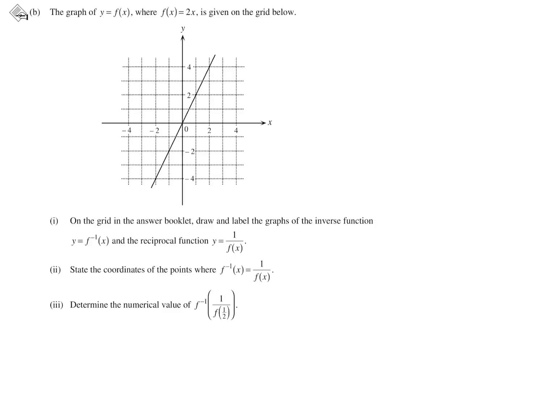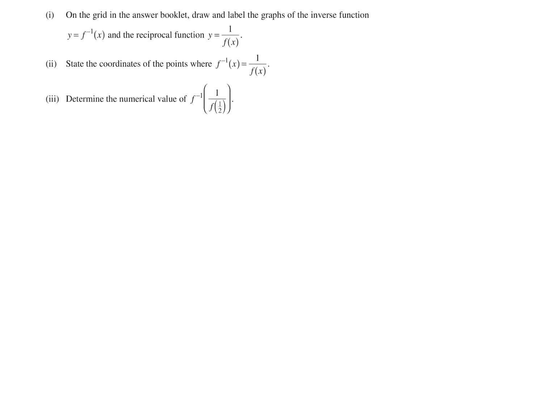The graph y equals f(x), where f(x) is equal to 2x, is given on the grid below. On the grid in the answer booklet, draw and label the graphs of the inverse function y equals f^-1(x) and the reciprocal function y equals 1 over f(x).